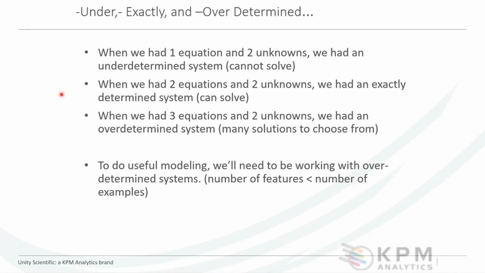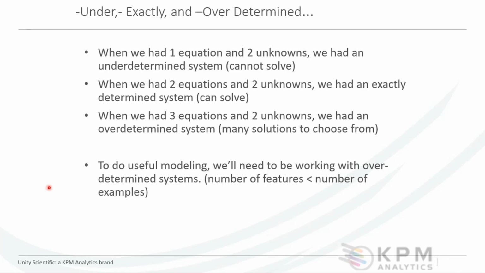So in this case, we've got an exactly determined system, and this is one we can work with and solve. When we had three equations and two unknowns, it just expanded on that. We had multiple ways that we could relate these variables to each other and then solve it. So this is called an overdetermined system. And we've got many solutions, many paths to create this solution in an overdetermined system. To do useful modeling, we'll need to be working with overdetermined systems. So that's something to keep in mind.